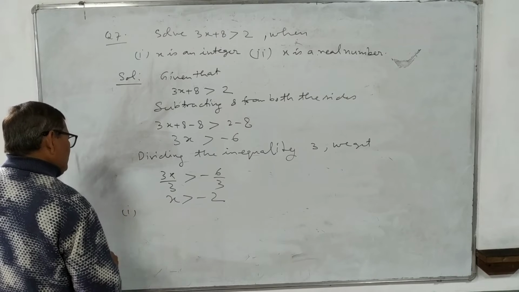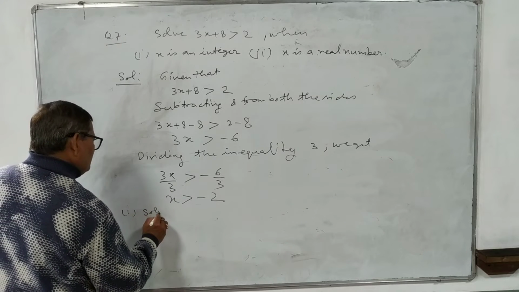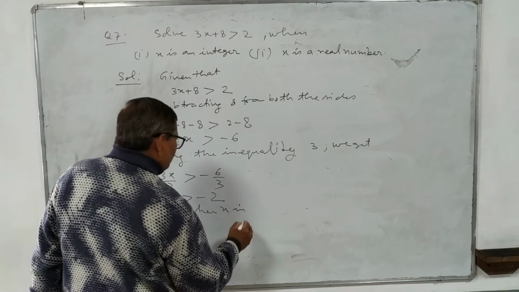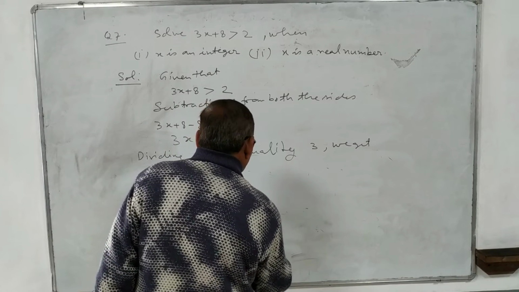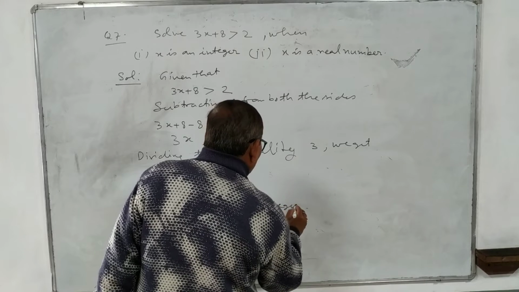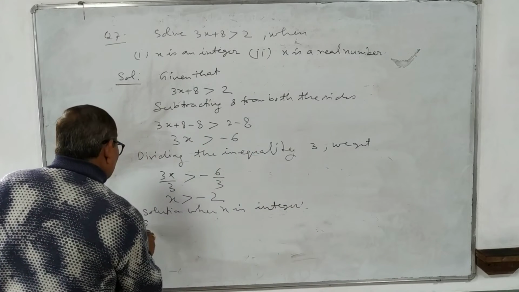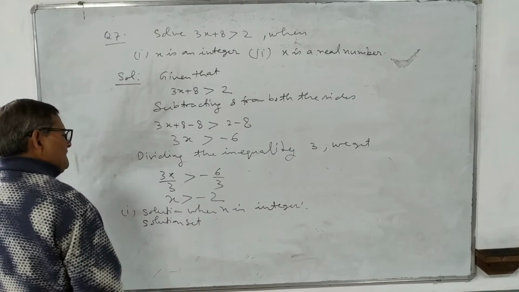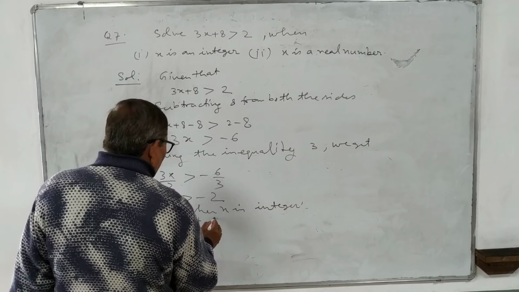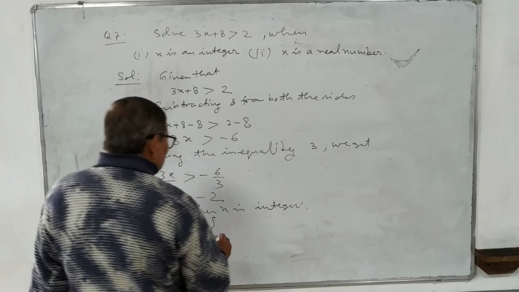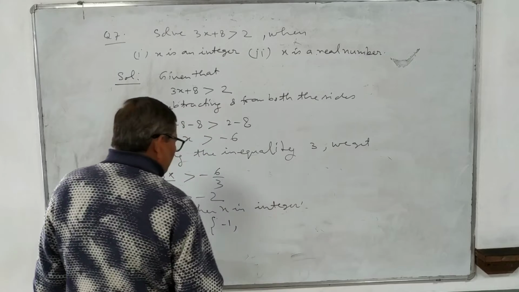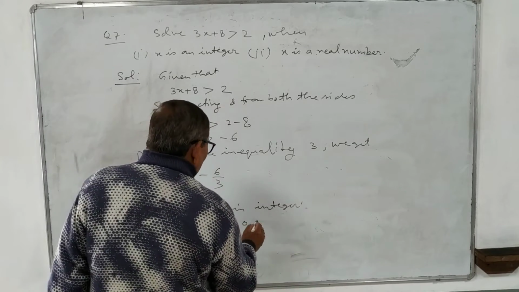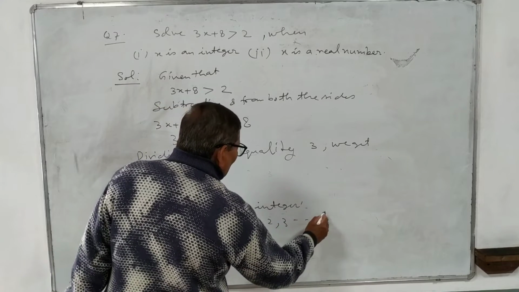Now, number 1, find solution when x is an integer. In this case, our solution set is all the integers greater than -2. The first integer greater than -2 is -1. Then 0, then 1, 2, 3 and so on.